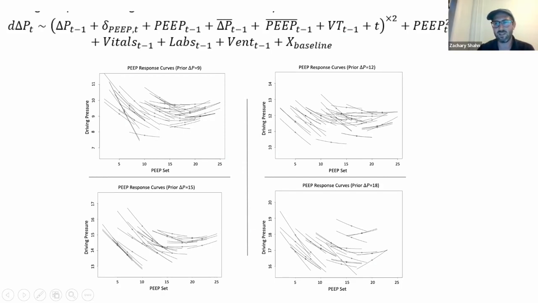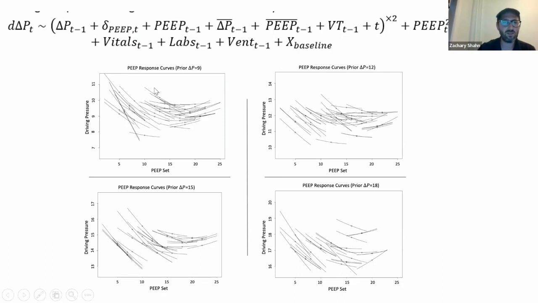This S of t is a flexible representation of time, so the effect can vary flexibly with time, but it's all just a linear regression. And then we included a bunch of vital signs variables, lab tests, ventilator settings, all at the previous time point, and baseline covariates like age and demographics and what ICU unit they were admitted to. And then we used this regression.